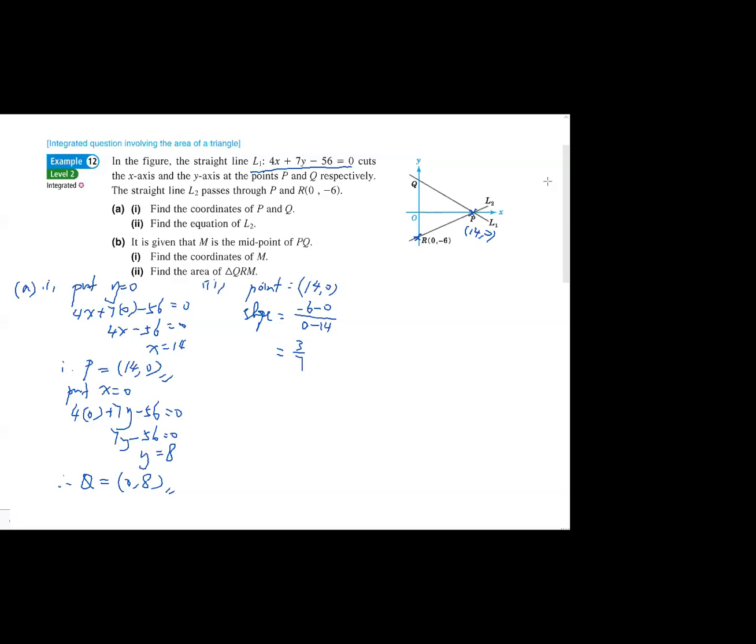Okay, so now we have point, we have slope, we can write down the equation of L2 to be y minus 0 equals 3 over 7 times x minus 14. Okay, so 7y is equal to 3 times x minus 14. 7y is equal to 3x minus 42. 0 is equal to 3x minus 7y minus 42. Therefore, we have 3x minus 7y minus 42 equals 0 as the answer. Okay, so that is the equation of L2.